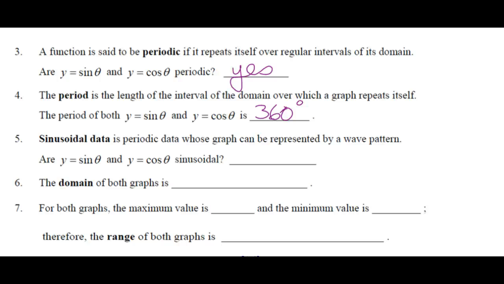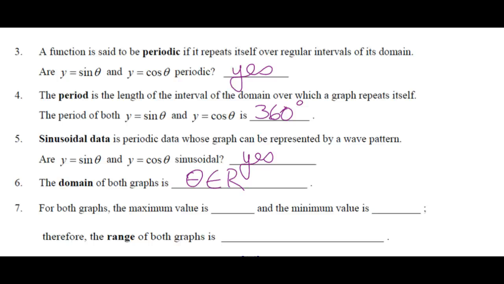Sinusoidal data is periodic data whose graph can be represented by a wave pattern. Do these look like a wave? Yeah. The domain of both graphs: any value, any angle that I can find the sine of. I mean, we know we have negative 360 to 360. We also know coterminal angles, so you can keep adding 360 to any of those. So is there any number I can't do sine or cos of? The answer is no. So it's just theta belongs to the reals. You can throw any number in there. Doesn't matter. You put in 2,875,316. If you subtract enough multiples of 360, you'll get back to a number between 0 and 360.